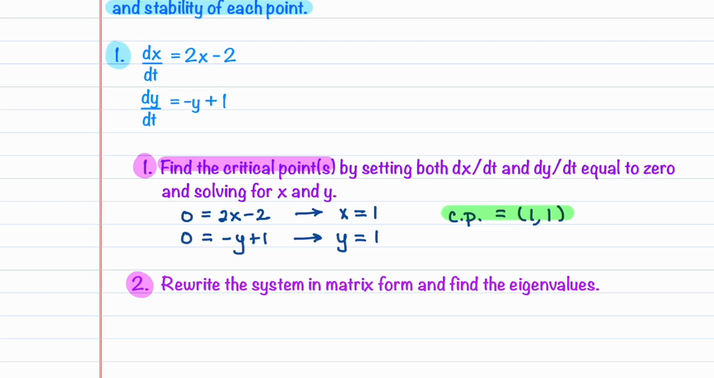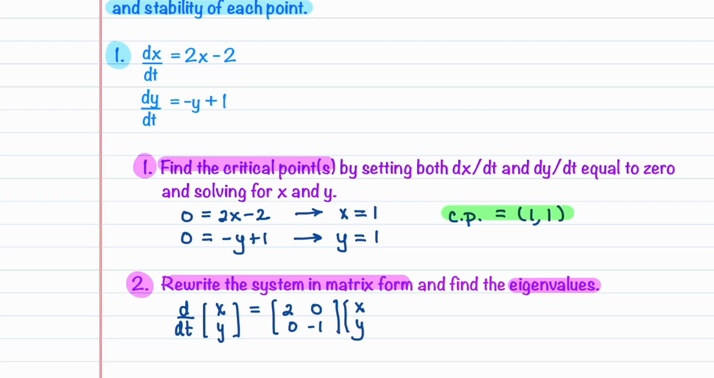Let's now look at our second step. That step is to rewrite the system in matrix form and then find the eigenvalues. We'll start by putting x and y into a vector. So this gives us the derivative with respect to time of x and y. And now we're going to pull apart the constants from the x and y. So we have 2, 0, 0, minus 1, and that multiplies x, y. And then we're going to have our constant vector, which is going to be minus 2, 1.